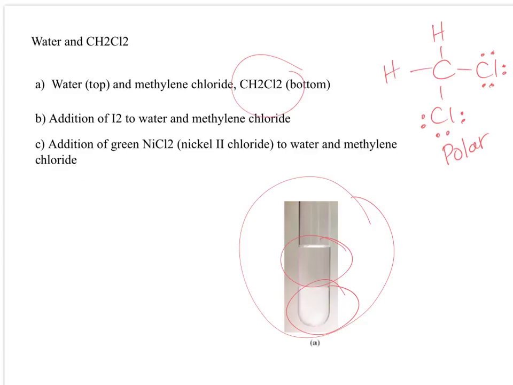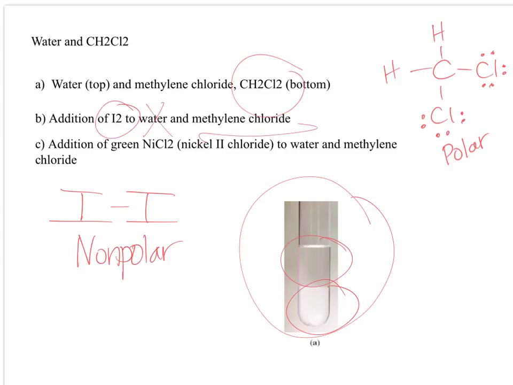Now, I scratched this out, but let's go back to it. What if, and I don't have a picture of it, you tried to add I2, iodine, which looks like this. Remember, two of the same thing? You have nonpolar. So the question is, what would happen with the iodine to water? Well, iodine and water are not going to like each other. Maybe the methylene chloride would like it? And then what about if we tried to add green nickel chloride? Nickel is a 2+ cation and each chloride is a 1-. This is an ionic solute. So guess what? It would dissolve and change its colors.